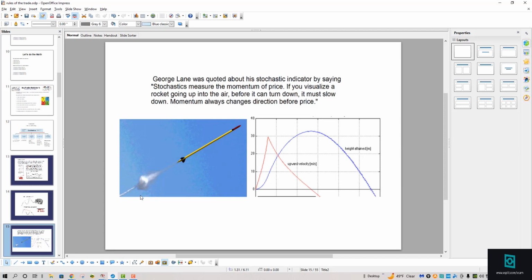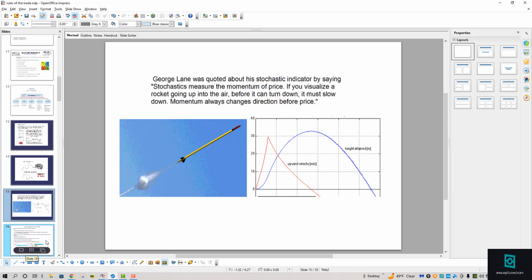George Lane was quoted saying that the stochastics measure like a rocket that goes up, and then all of a sudden your engine dies because there's no more fuel, but the rocket doesn't die. It continues to move up a little bit further before it turns over. You have the momentum, and that's exactly what stochastics do for you. It shows you that momentum.